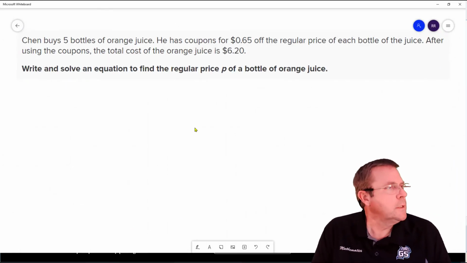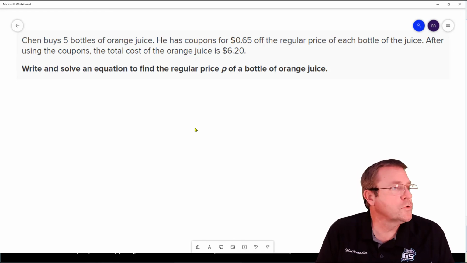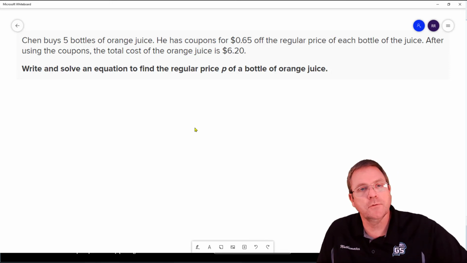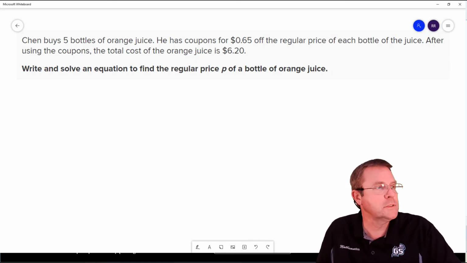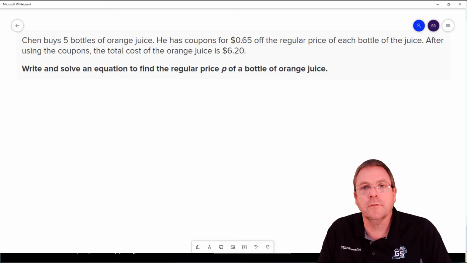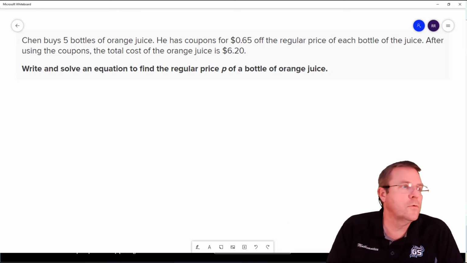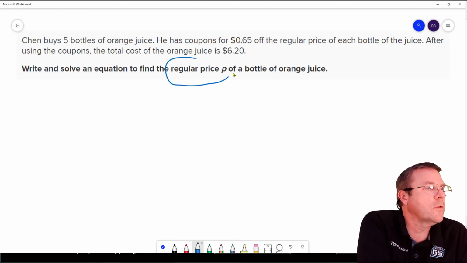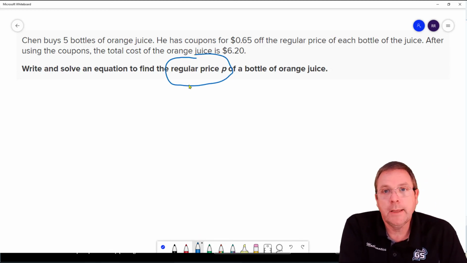So our buddy Chin buys 5 bottles of orange juice. He has coupons for 65 cents off the regular price of each bottle of juice. After using the coupons, the total cost is going to equal $6.20. And we want to write an equation to solve this and find the cost of a single bottle of orange juice. And they even tell us what they want the variable to be. They say that the regular price is going to be P here.